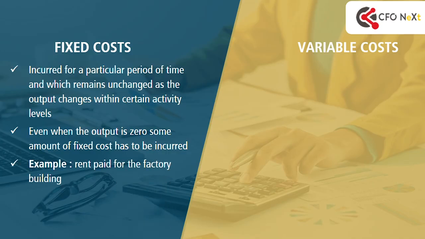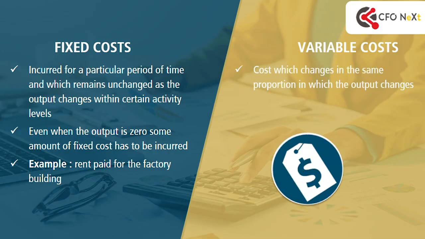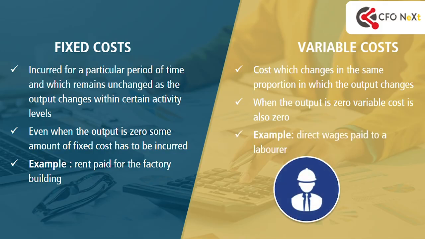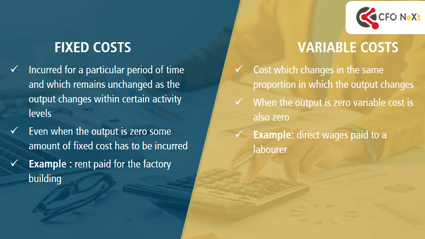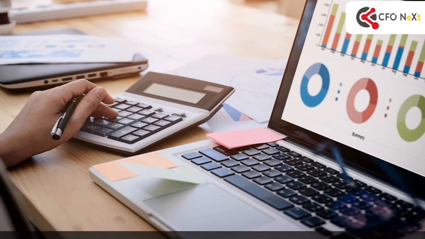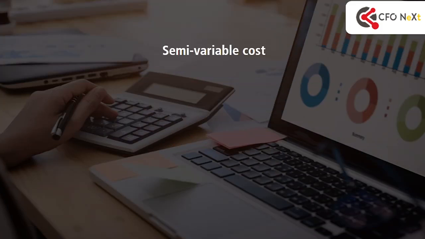Variable cost is that cost which changes in the same proportion in which the output changes. When the output is zero, variable cost is also zero. Example, direct wages paid to a laborer. Kindly note, fixed cost remains constant in total, and varies per unit, whereas variable cost remains constant per unit, and varies in total. We also have a third classification, called semi-variable cost.